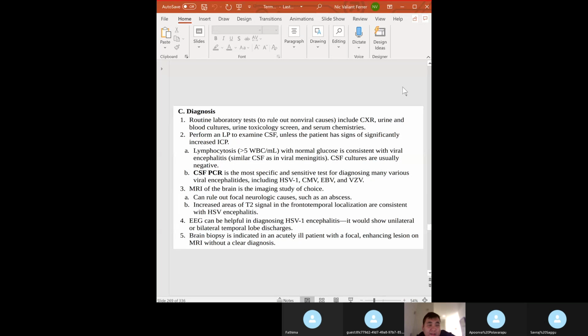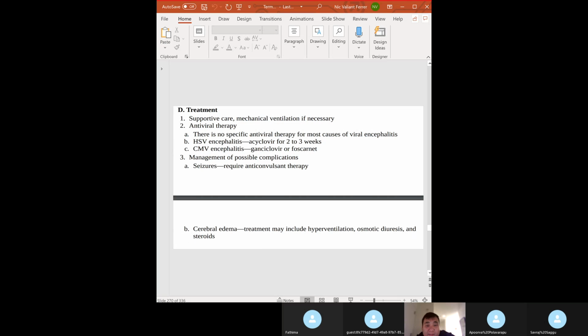So what's the treatment then? Since it is viral, right? So you give antiviral therapy. High yield: HSV, acyclovir. CMV, ganciclovir or foscarnet. Careful. Why? Nephrotoxic. So you manage possible complications. If there's seizures, you give anticonvulsants. If they have cerebral edema, give mannitol for osmotic diuresis.